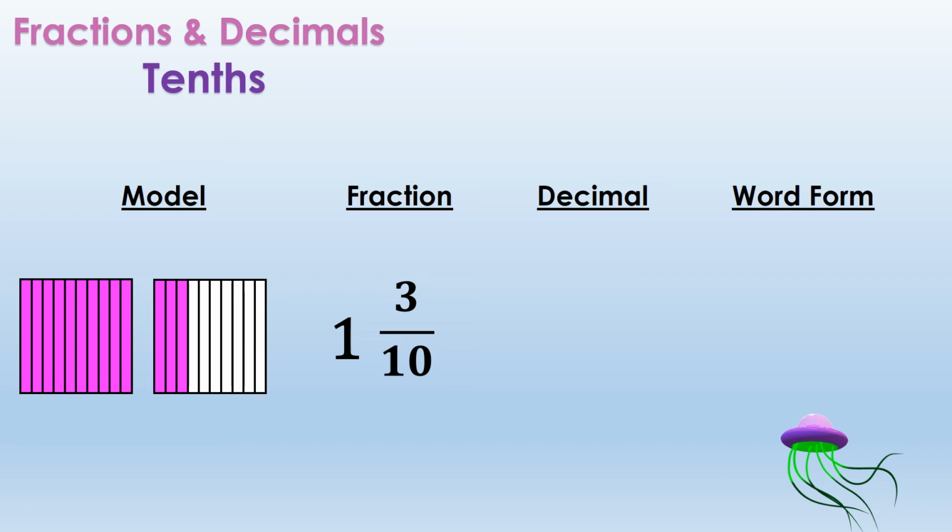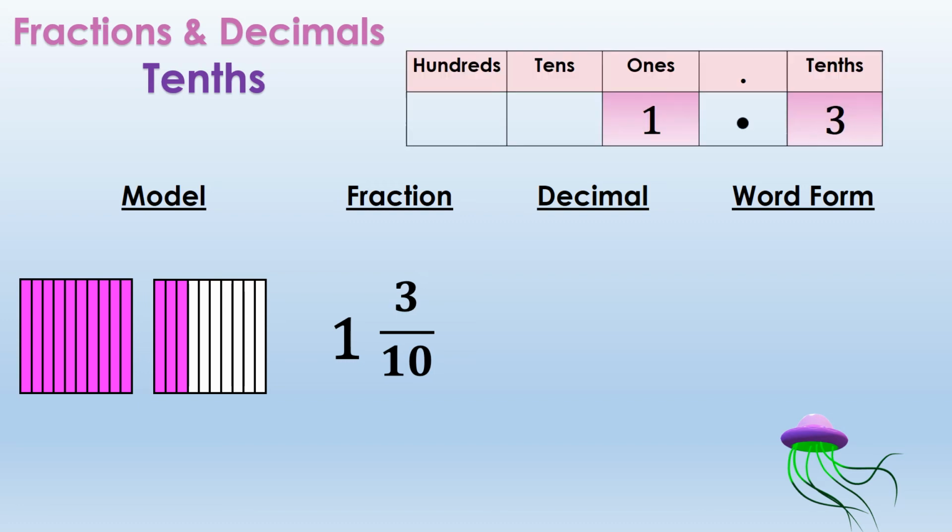Now you're probably asking yourself, what does this look like as a decimal? I asked myself first, do I have any whole groups? Do I have anything in my ones? And the answer is yes. I have one whole, so I have 1 in my ones place value. As I say this fraction, I say 1 and 3/10. So I have put 1 in my ones place value. I do my decimal point as my and, and then I put a 3 in my tenths place value because I have 1 and 3/10.